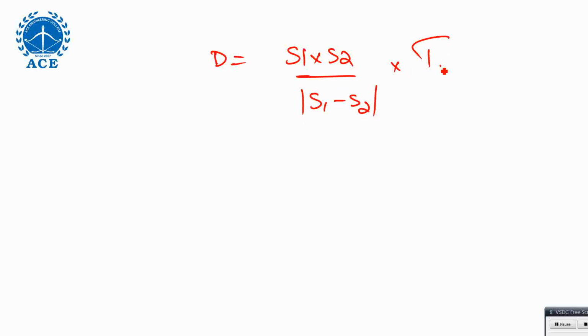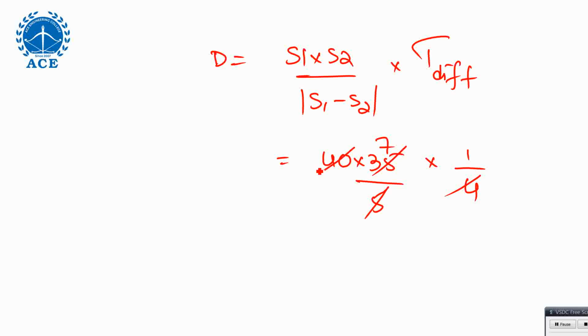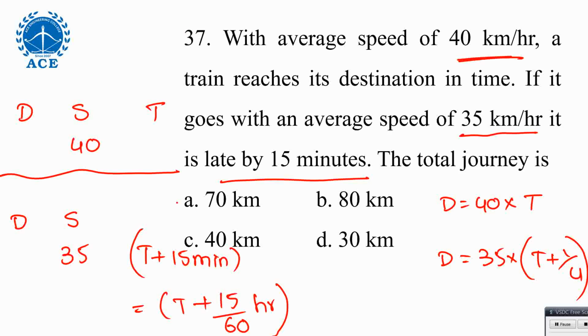Or if you want a shortcut formula, distance is the product of the speeds divided by the difference between speeds, into the time difference. Product of the speeds is 40 into 35, difference is 5, time gain is 1 by 4. 70 is the answer. But I don't recommend to memorize formulas by heart. So this is basic. 70 kilometers.